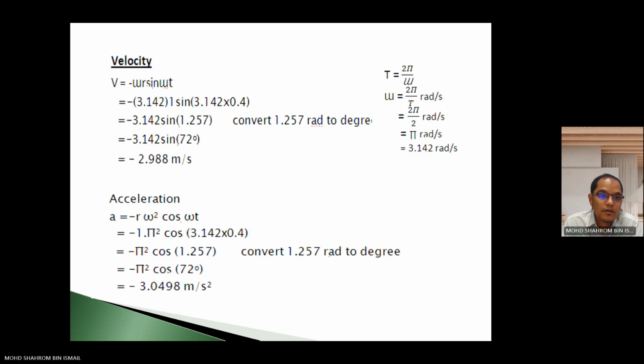So how do they solve it? To find the velocity, of course, the formula is negative. Why is negative? Negative shows the direction of the velocity. So omega, how to find the omega first? T is equivalent to 2 pi over omega, and of course, to get omega you just rearrange the equation, then 2 pi over 2, then you get 3.142 radians per second, because you can cancel out. So this is the omega, and then you multiply omega with r sin omega t.